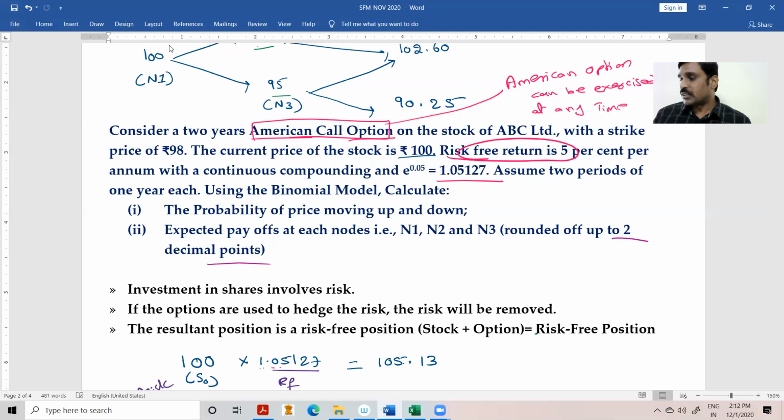The current stock price is 100. That means I'm investing 100 in a stock, but I'm asking only for a risk-free rate of return. Why? That is a risky asset. If I purchase a risky asset, I should get a risk premium. But why am I getting only a risk-free rate of return? Because of options. I am hedging and avoiding the risk. That is the point.